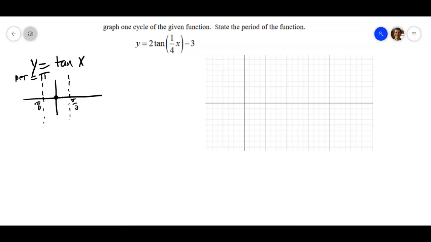Halfway over, which would be pi fourths, it's normally up 1. And to the left, pi fourths, down 1. This is an increasing function, tangent.